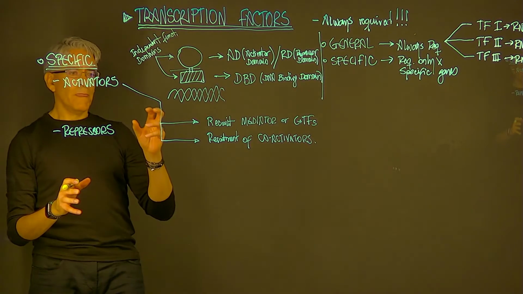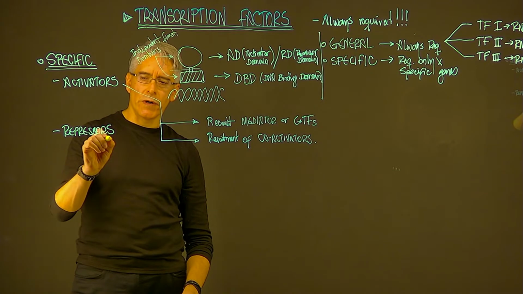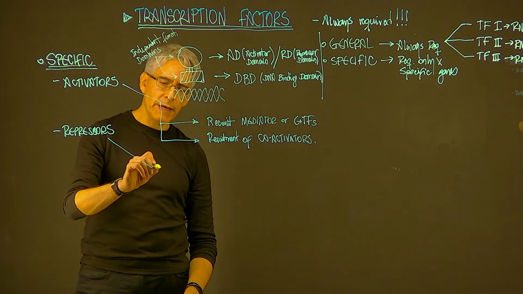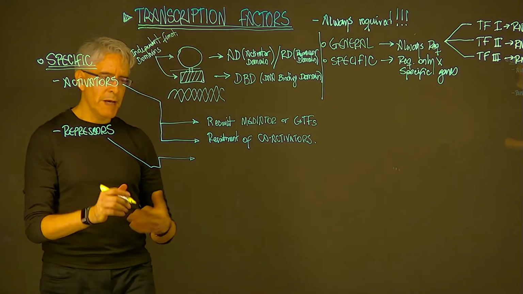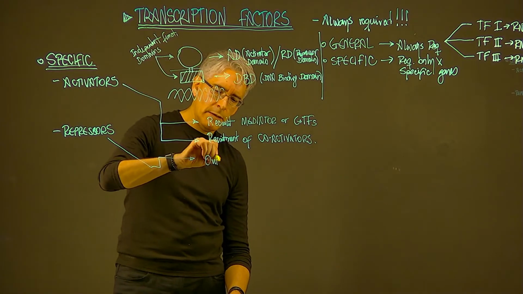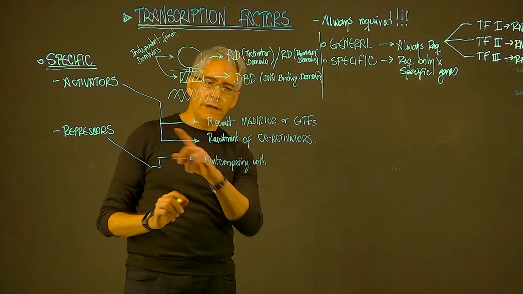All right, so now let's move on with the repressors. How do repressors work? They work by three basic different mechanisms. The first mechanism is by outcompeting an activator.